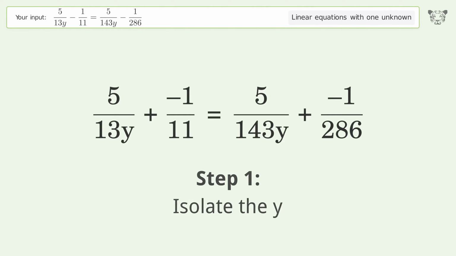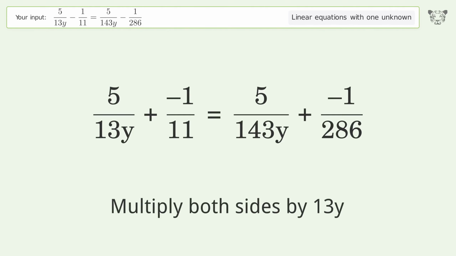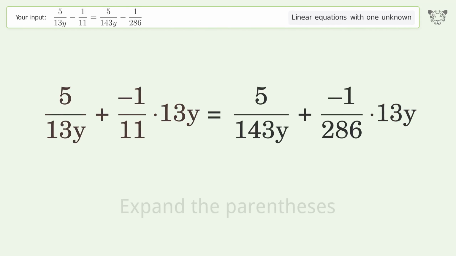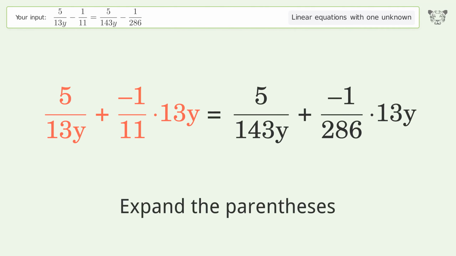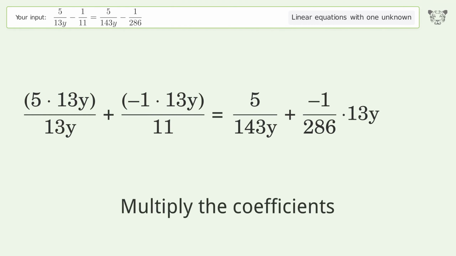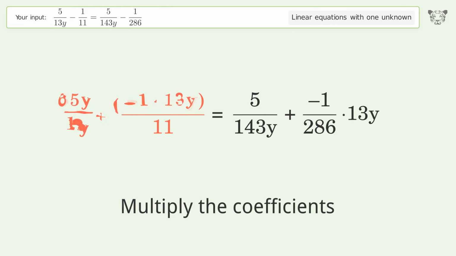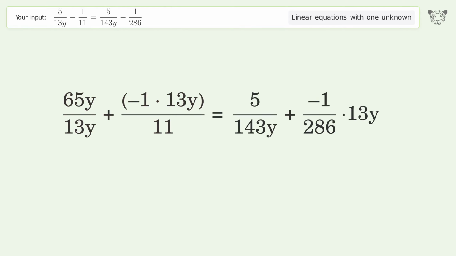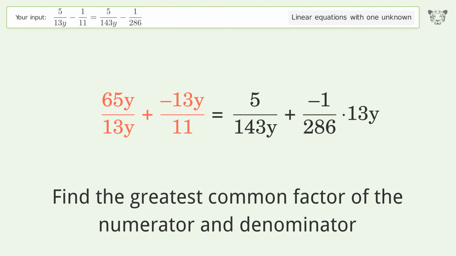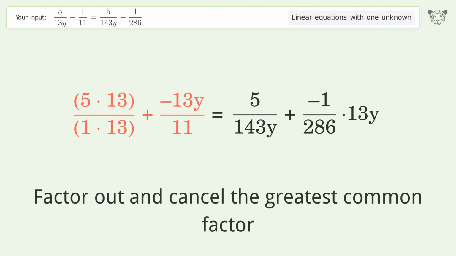Isolate the y. Multiply both sides by 13y. Expand the parentheses. Multiply the coefficients. Find the greatest common factor of the numerator and denominator. Factor out and cancel the greatest common factor.